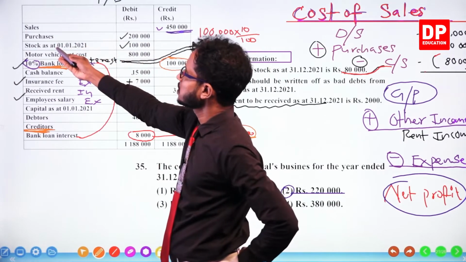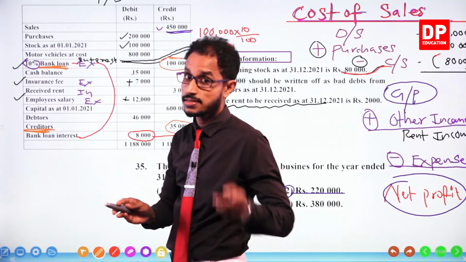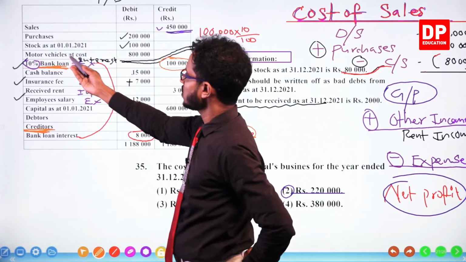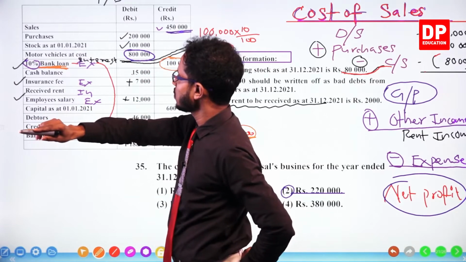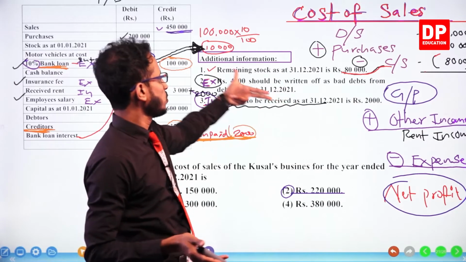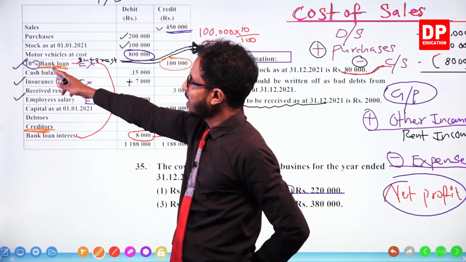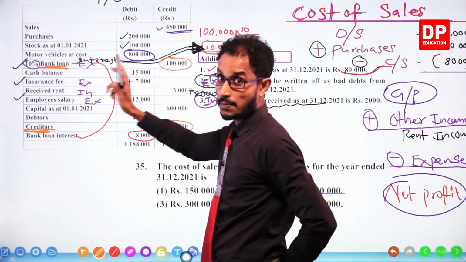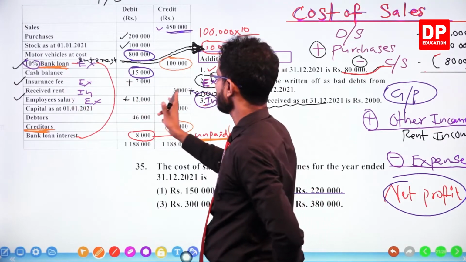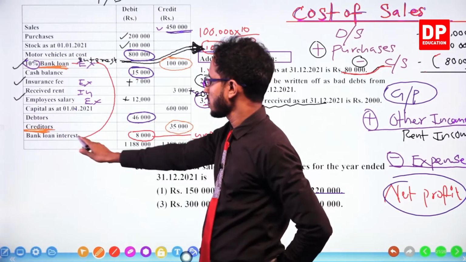Sales, purchases, stock. But this is the opening stock. Don't take it as a current asset. Closing stock is the current asset. Motor vehicles is a non-current asset. No depreciation is given, even in the additional information, so we don't have to depreciate. Take the cost, 800,000. Bank loan is a liability, no. Cash balance is a current asset. Insurance, received rent, employee salaries, capital, no. Debtors is an asset. That's it.